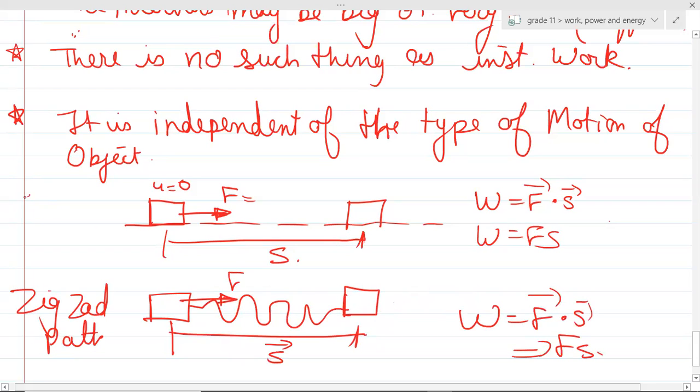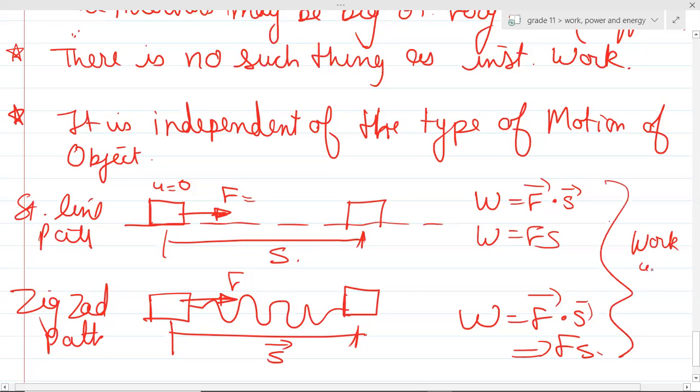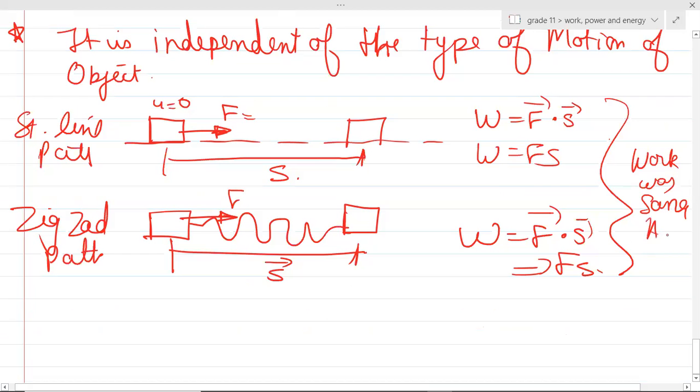So can you see over here whether the path was a straight line or whether the path was zigzag? It was independent of the type of motion, right? So in both the cases, the work was the same. Why was the work the same? As the displacement was the same and the force was also the same. Yes or no, guys? So please remember this point very well.